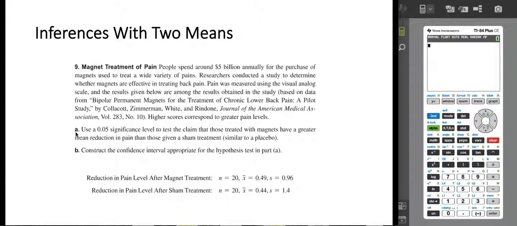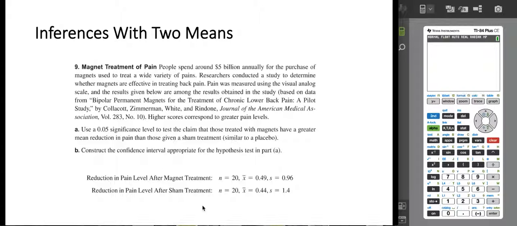So we're going to do that first, and then after we're done with that, we're going to look at that confidence interval. The statistics are written here. They give us the statistics of those in the study that were treated with the magnets and those in the study that were treated with the sham.